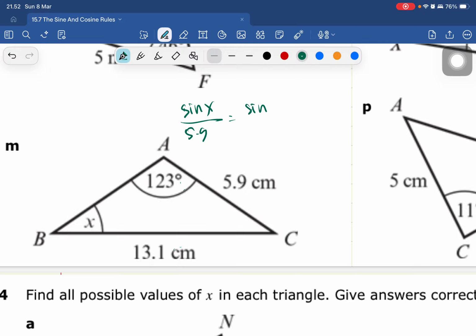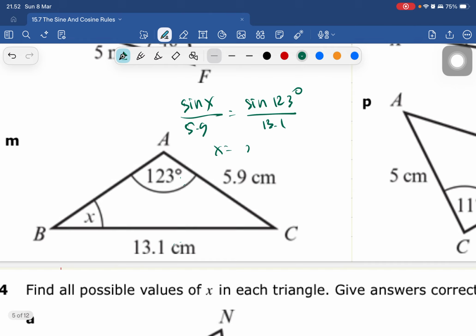Now is m. Okay, you got the angle here, so we can make it sin x over 5.9 equal to sin 123 degree over 13.1. Use the inverse. I have shown you the step by step. So the m, you will get the angle of 22.19 degree.